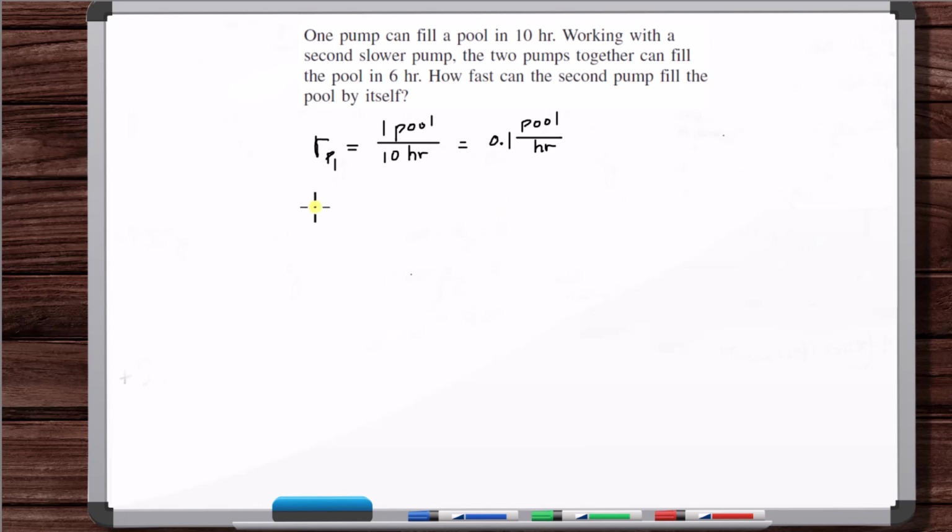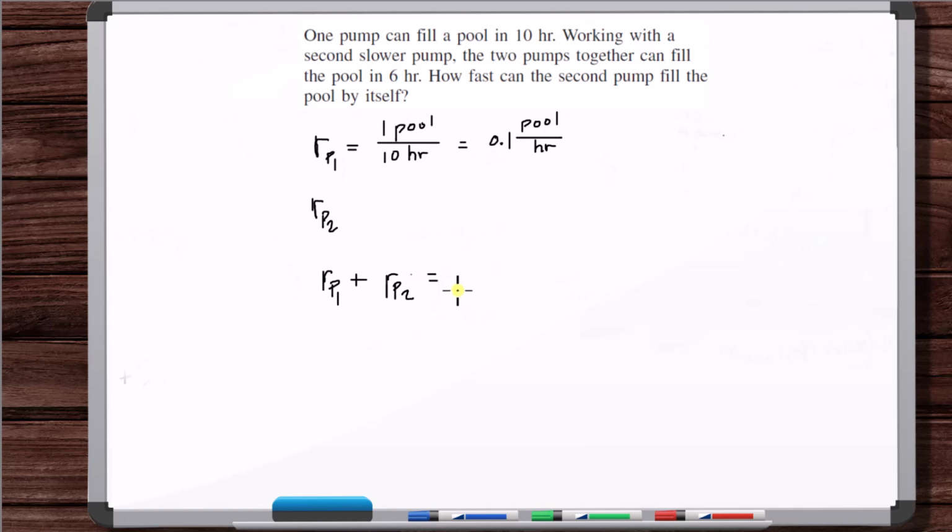Okay, the rate of pump 2, well, we don't know the rate of pump 2, but we still have it as a variable. But it does tell us that they're working together, right? So all you do is just add that. Think about why: if they're working together and you want the rate, we just add those two rates because they're both working at the same time. R pump 1 plus R pump 2, right?